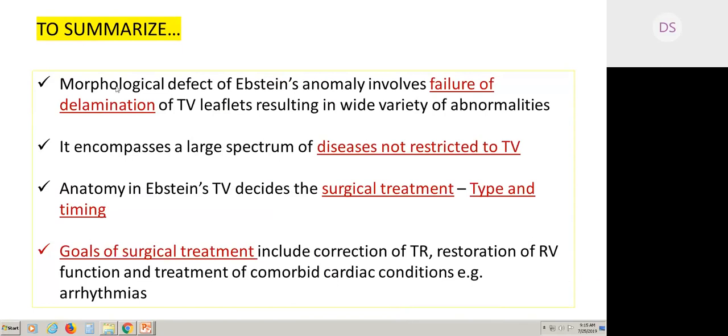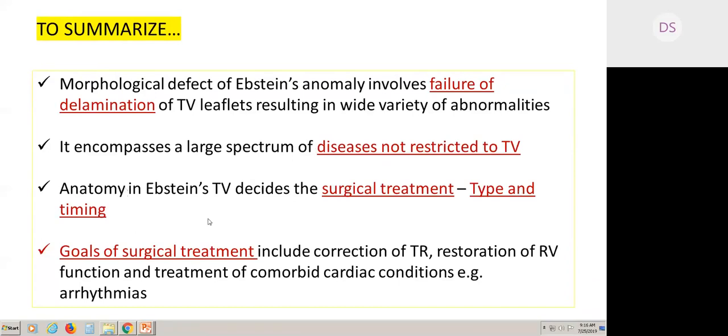So to summarize, the morphological defect of Ebstein's anomaly is primarily related to failure of delamination of the tricuspid valve leaflets. This degree of delamination could be varying in every child, which actually gives rise to huge different types of spectrums of diseases. And also that it is not restricted to the tricuspid valve, but it involves the whole heart. The anatomy of the tricuspid valve decides the surgical treatment, the type of surgery, and the timing of surgery.